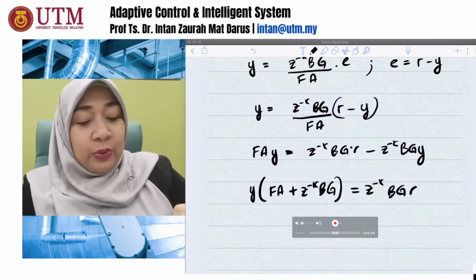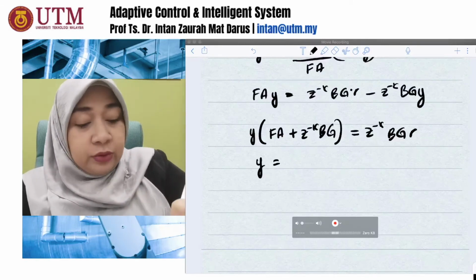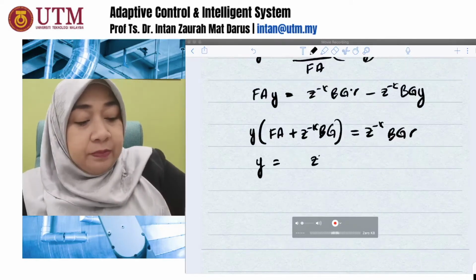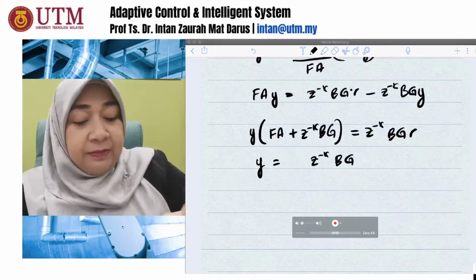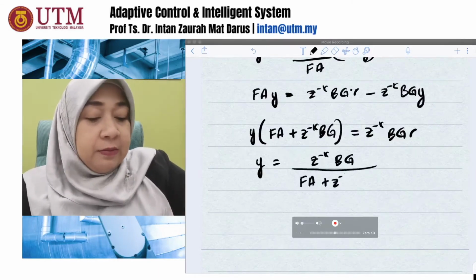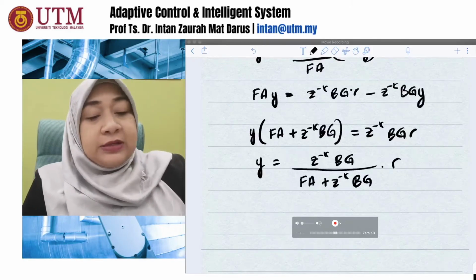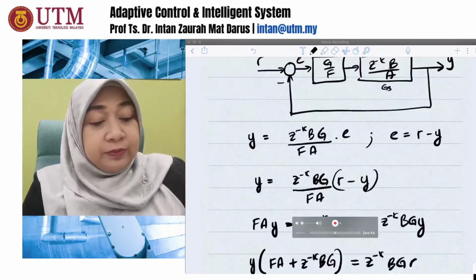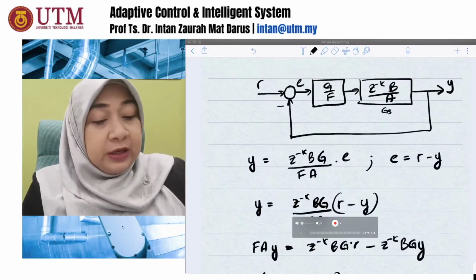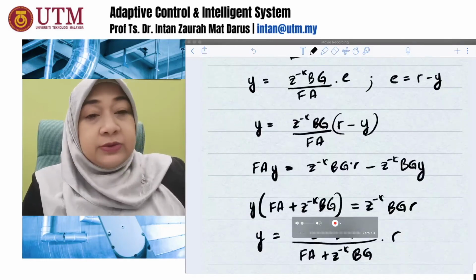Okay, so then what we do with this is, of course, we want to know Y. Y is equal to Z minus K B G divided by F A plus Z minus K B G, multiplied by R. Okay, so let's check that. Is that correct or not? All right, so that's how it is.